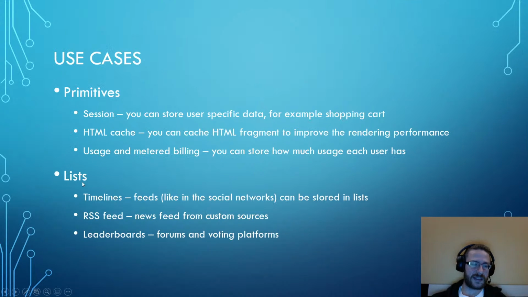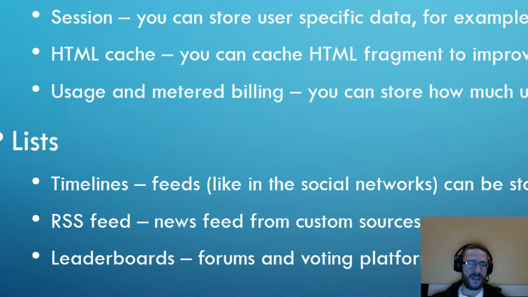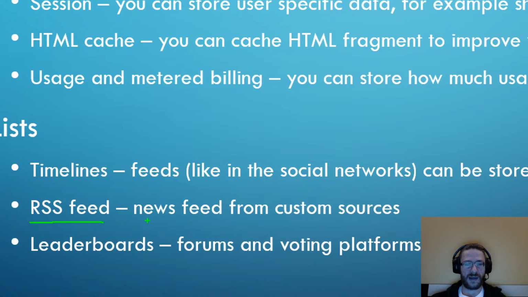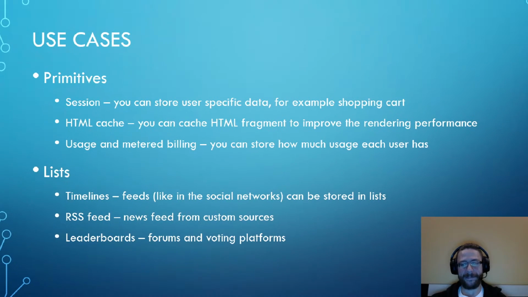How we can use lists? We can use lists for different feeds. RSS feed, for example, news feed from different sources. We can use social network feeds, timelines. For example, in Facebook or on Instagram, we have timelines there. And storing timelines as lists, it's very convenient because we can push the new object, the latest object, at the end of the list, and we can easily retrieve it later. So it's very convenient to use timelines.